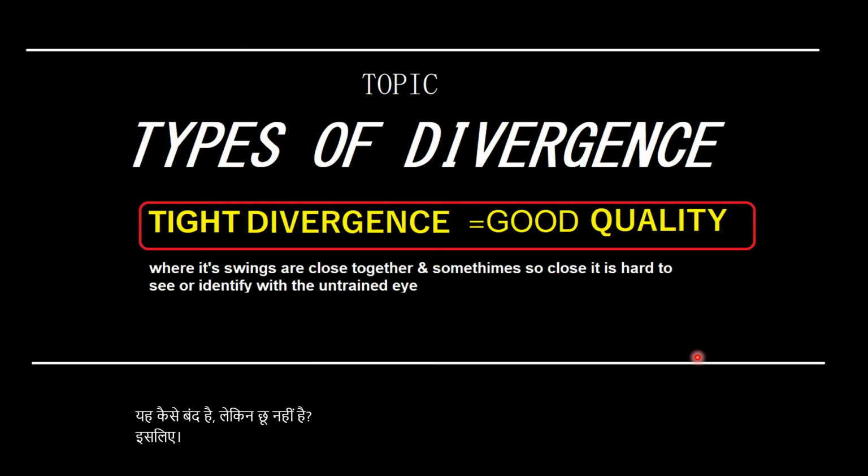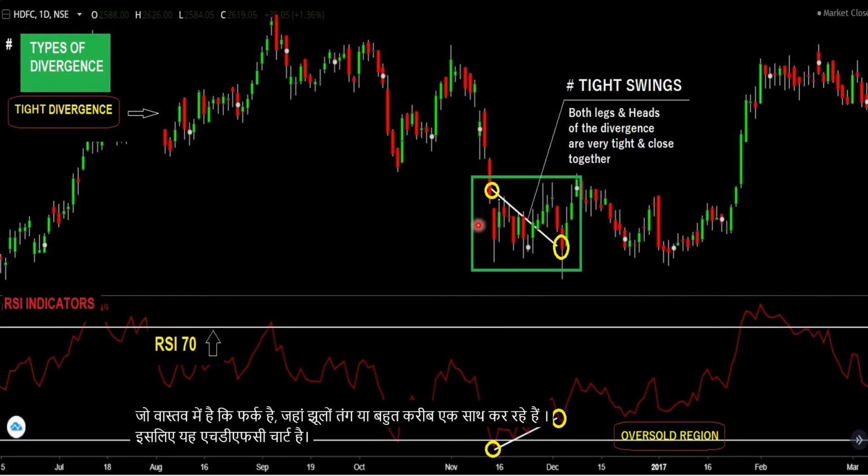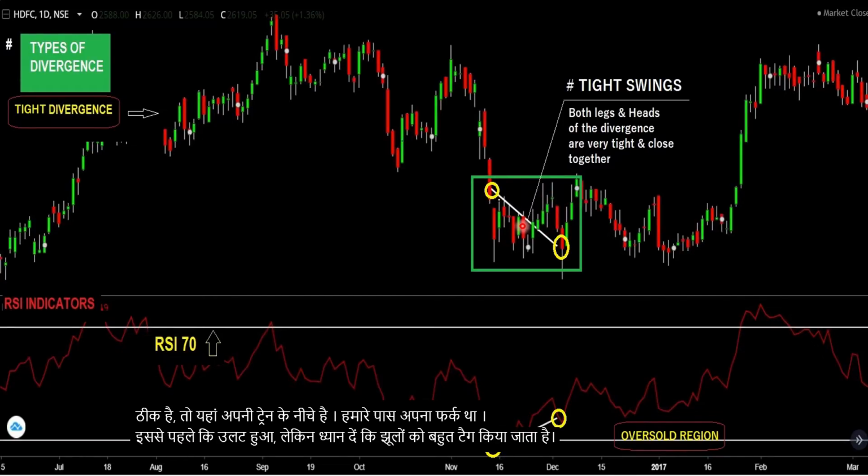So, moving on to the second type of divergence, which is the tight divergence. It is a divergence where the swings are tight or very close together. So this is the HDFC chart. Okay, so here is your downtrend. We had our divergence before the reversal occurred, but notice how the swings are very tight, hence the name tight divergence.